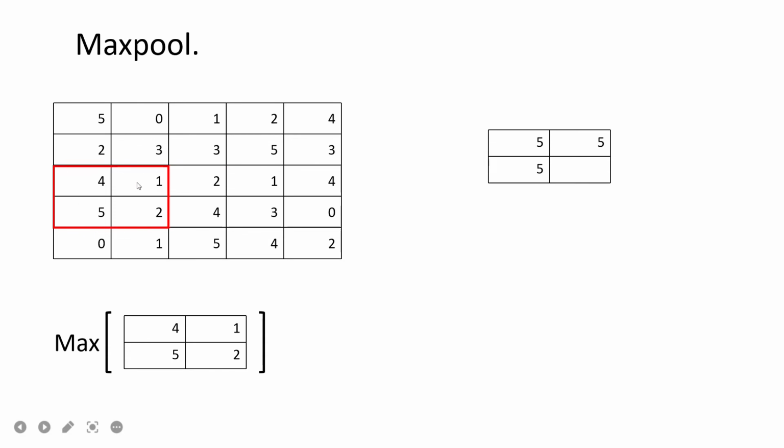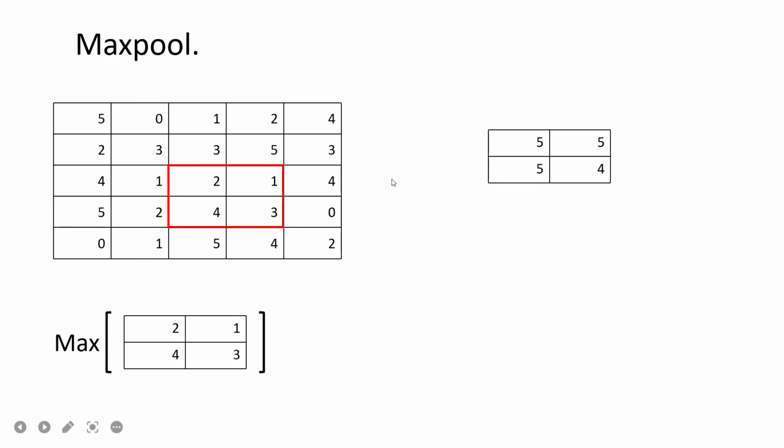Now what is the maximum? 4, 1, 5, 2. Again 5 is the maximum. Then again it will come over here and skip this one. What is the maximum? 2, 1, 4, 3. The maximum is 4, so you will have 4. This is how max pooling works. Now what if there was another column over here? Then yes, it could have fitted and you would have another column over here. So this is how it works.